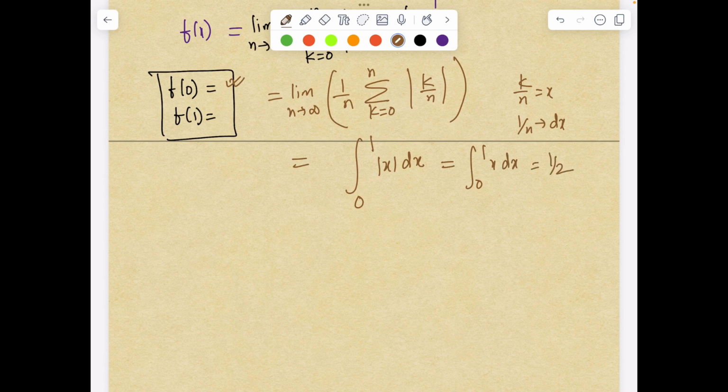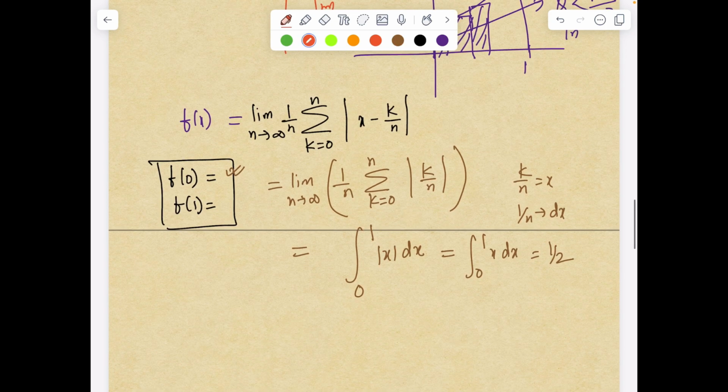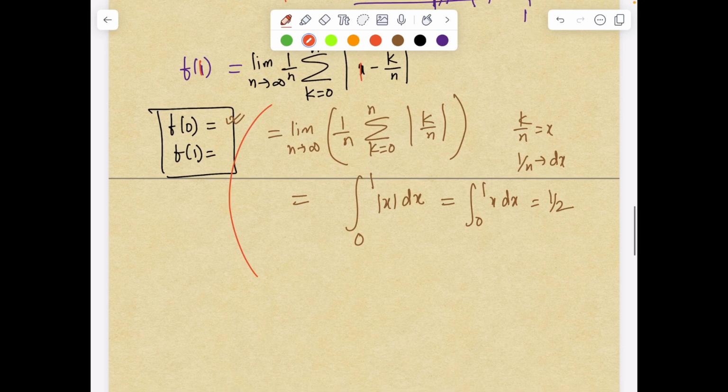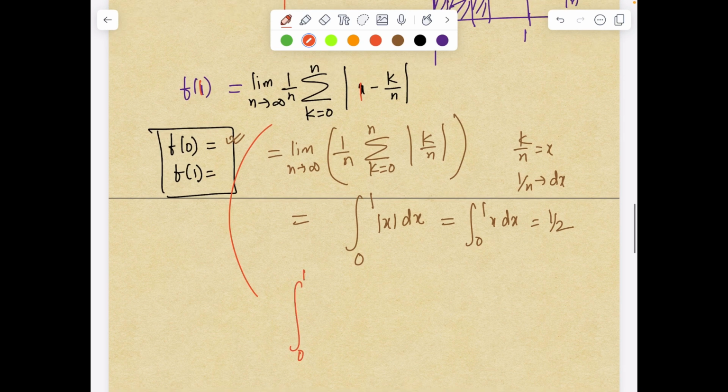right? And in exactly the similar way we can find f of 1 as well. So to get f of 1, simply you put x equal to 1 over here, and now the given summation will convert into integration. k equal to 0 corresponds to 0, k equal to n corresponds to 1, because when you put k equal to n, we'll have n by n as x, and limit n tends to infinity. So that quantity is 1. This entire quantity goes to the integral of mod 1 minus x dx.